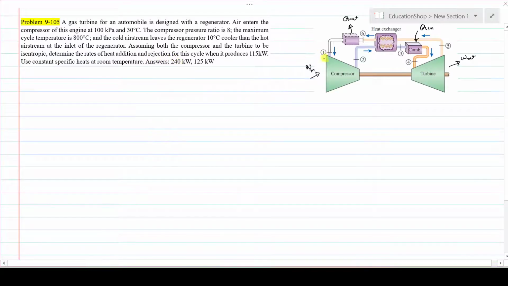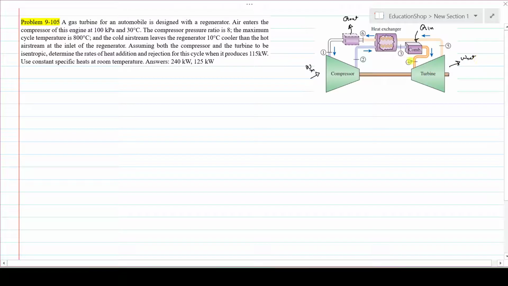This is a simple schematic diagram of the gas turbine with the regenerator installed. The process starts from 1. Process 1 to 2 is isentropic compression that requires work input to run the compressor. In process 2 to 3, the cool gases get heated by interaction with the hot gases coming out of the turbine. Then 3 to 4 is a constant pressure heat addition process. Then 4 to 5 is isentropic expansion in the turbine, and it will give you the work output.